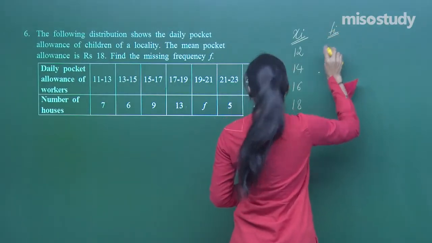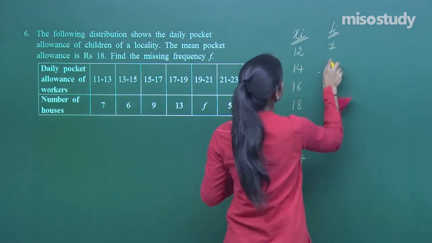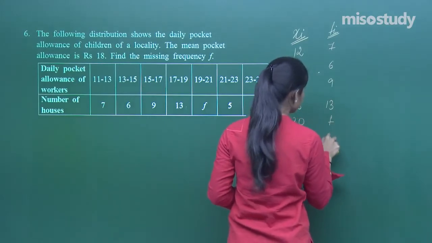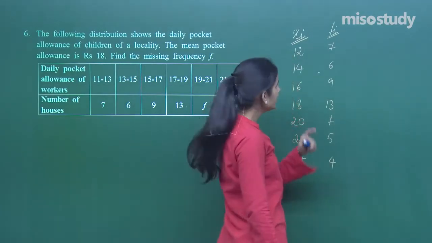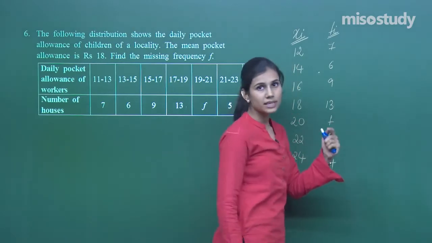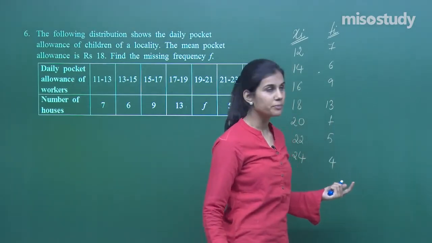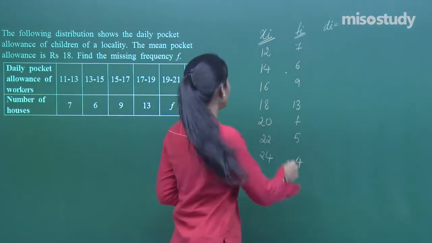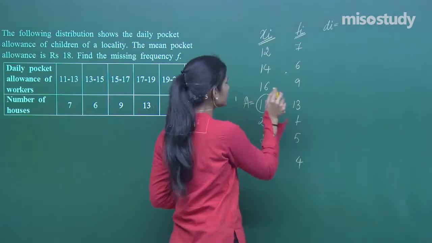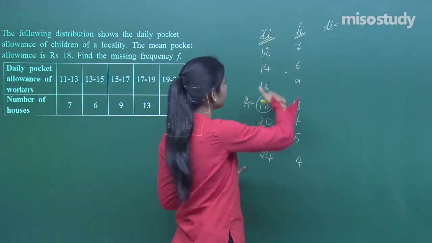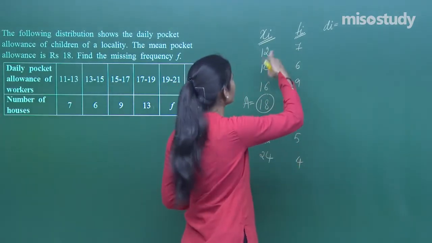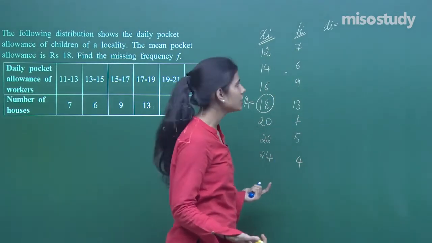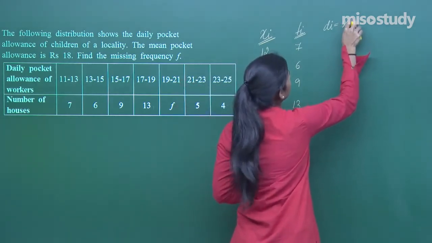And you have fi's, which is 7, 6, 9, 13, f, 5 and 4. Fine. Here again I cannot talk about summation fi xi upon summation fi, which is the direct method of evaluation of mean. So I go by the assumed mean method. I just select 18 to be my assumed mean. You can see clearly that 18 is the mid value of all the xi's, and when I take the deviations of any xi from 18, it is going to come out to be small symmetric numbers. So di is xi minus A.